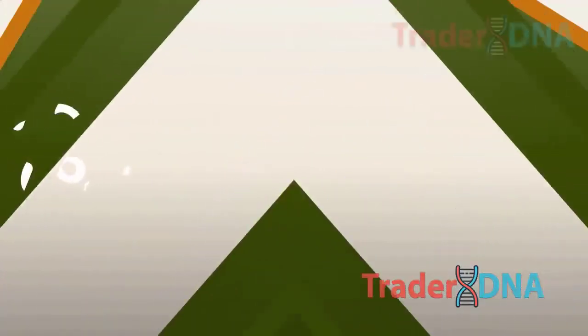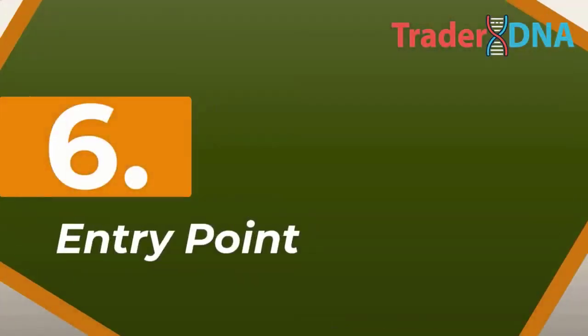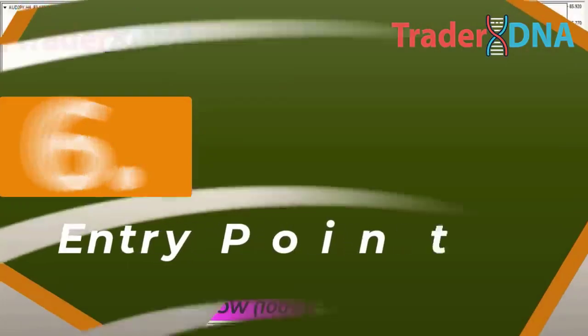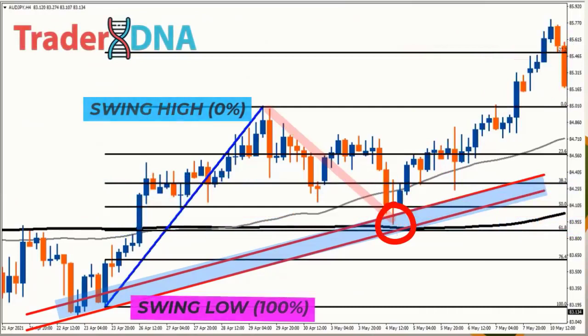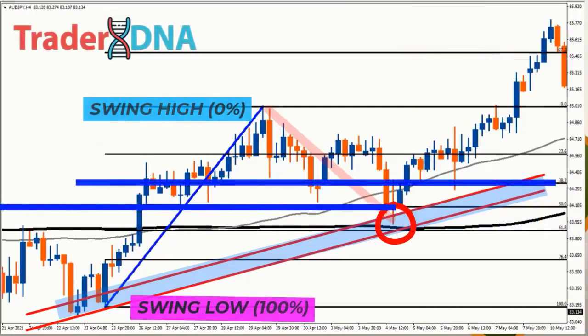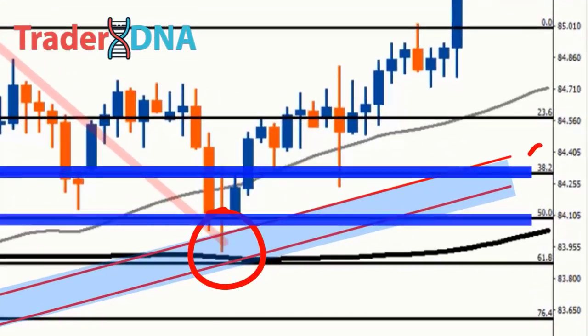Rule number 6. Entry point. So, everything is lined up to make a great profit on this retracement. What is the last step to make the trade? In a buy, in order to make your entry, you will wait for the price to close above either the 38.2% or 50% line. In a sell, in order to make your entry, you will wait for the price to close below either the 38.2% or 50% line. Let's check out the charts to clarify this.